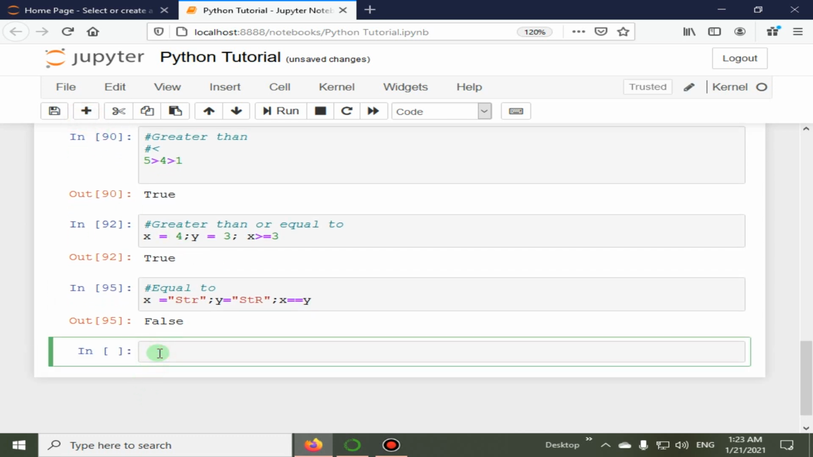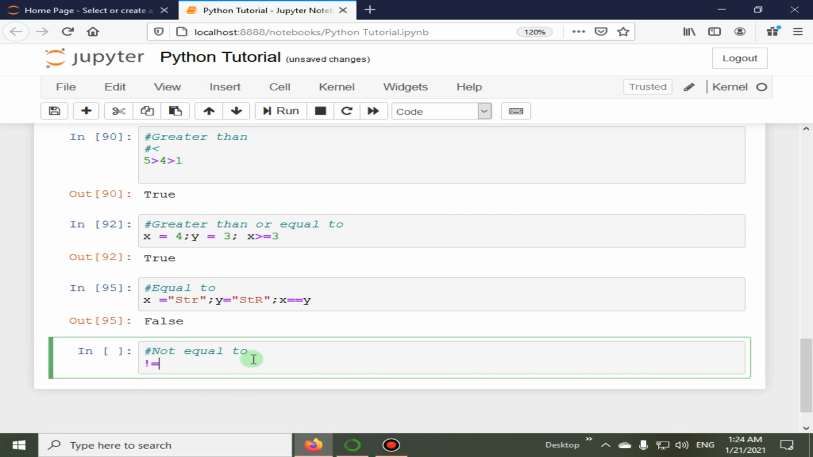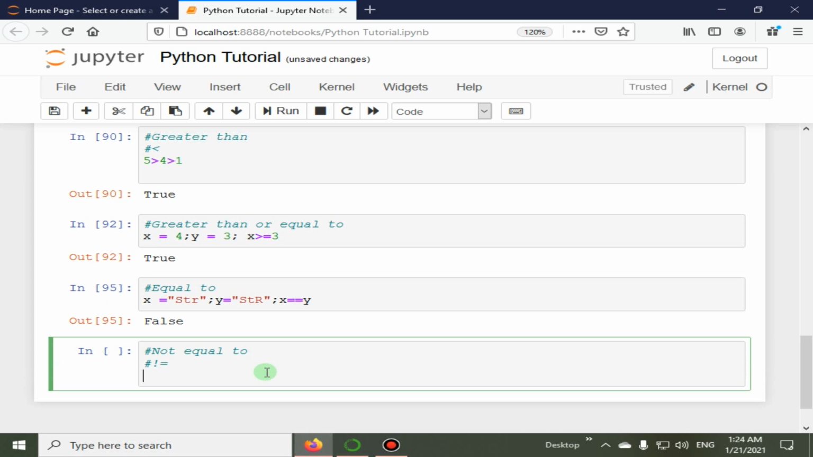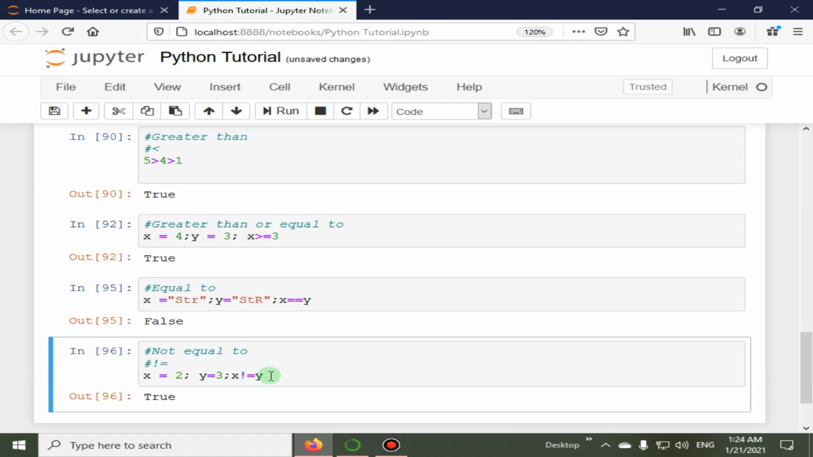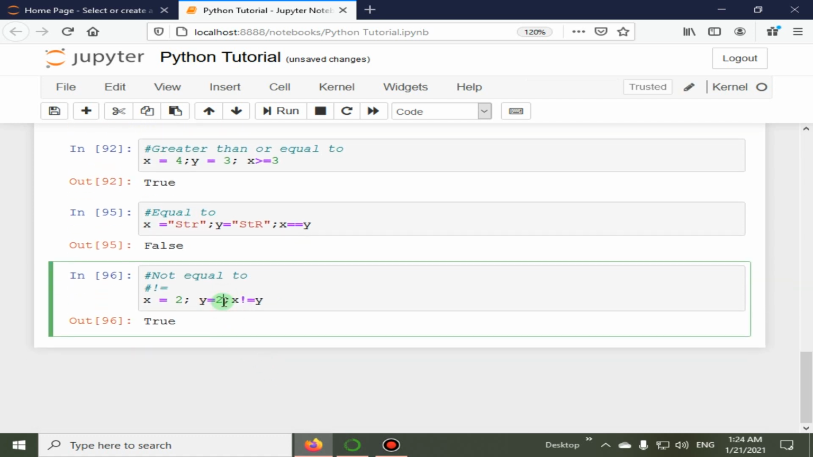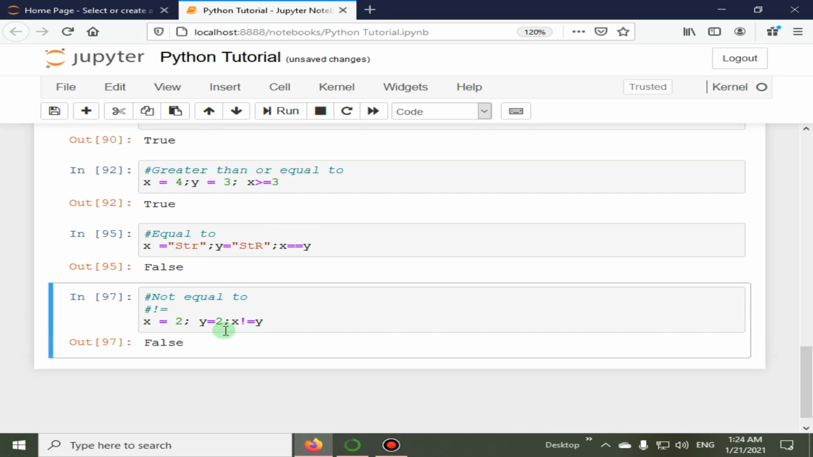Next one is not equal to. So the symbol of this one is here. I will write this into a comment. It compares if the objects are not equal. Let's suppose x is equal to 2, y is equal to 3, and x is not equal to y, it has returned true. Let's suppose I change this with 2, it will return false.